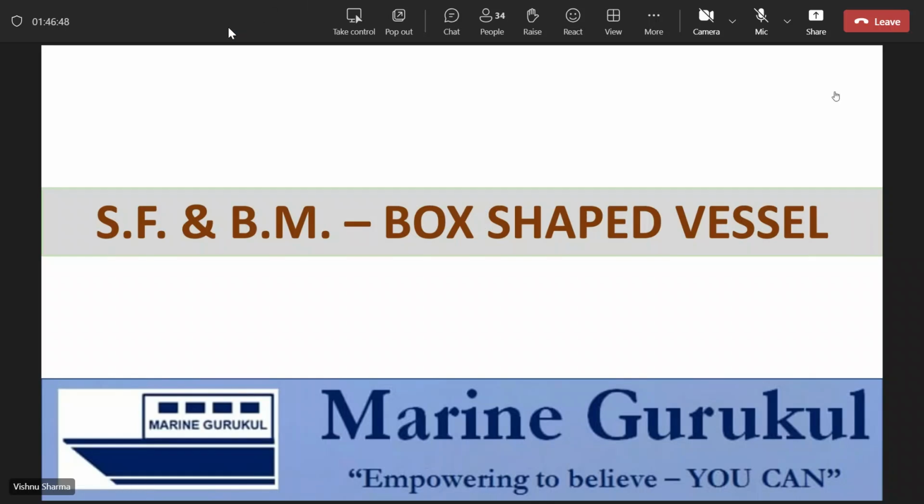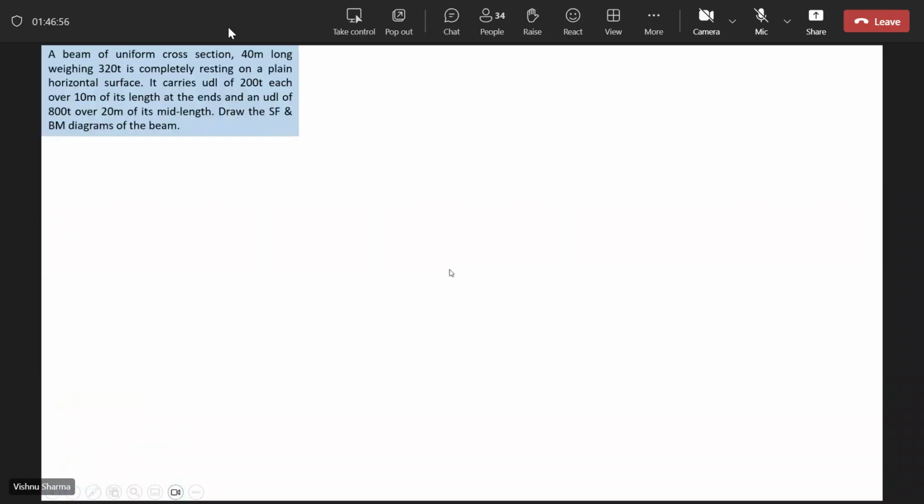Somebody said he would like to compare. This was the question I had given you as homework yesterday. A beam of uniform cross section, 40 meters long, weighing 320 tons, is resting completely on a plane surface. It carries a UDL of 200 tons each over 10 meters of its length at the ends, and a UDL of 800 tons over 20 meters of its mid length. Draw the SF and the BM diagram of the beam.